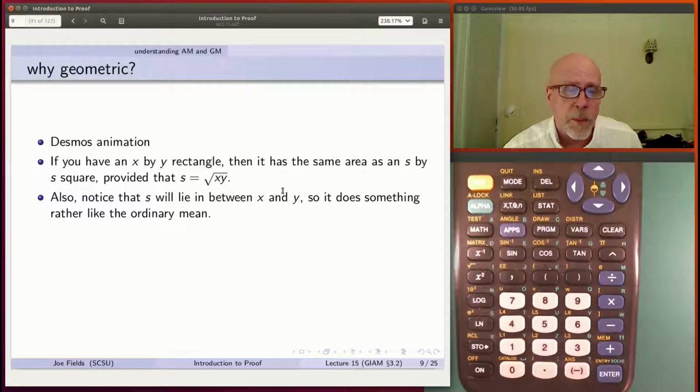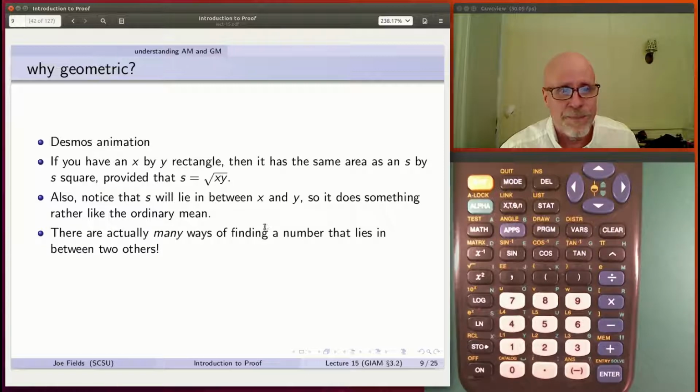And there are other possibilities. There's something, for instance, called the harmonic mean. In fact, there's lots of different ways to find a number that lies in between two others. So there are many different means. This is probably your first exposure to multiple ideas of how to find an average, but there's, I don't know, at least dozens. And there's a lot of these inequalities that one can use as practice for doing proofs.